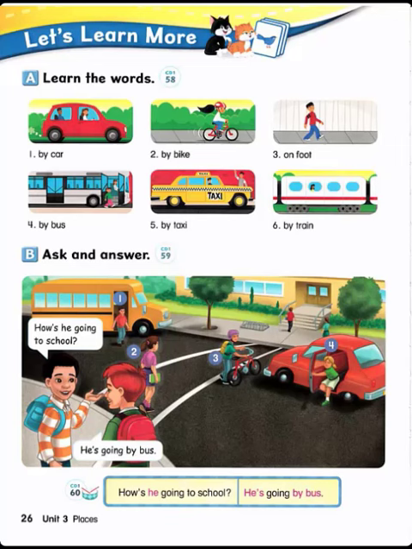Number 3. How's he going to school? He's going by bike. Number 4. How's she going to school? She's going by car.